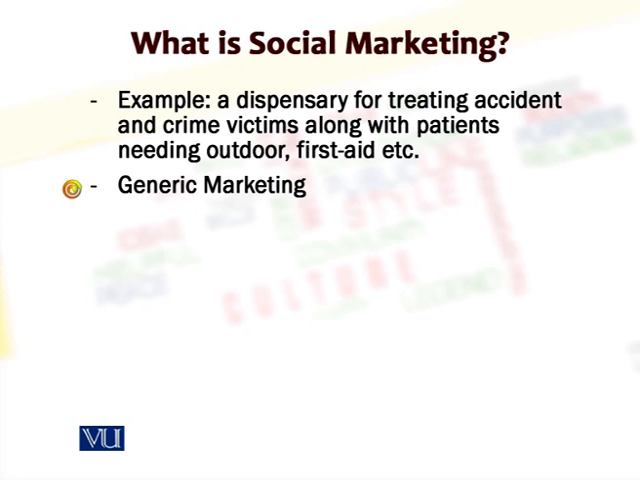And the promotion is the actual existence of the dispensary, of which the greatest manifestation can be by way of the ambulance, which plies on different roads of the city. So this is an example which falls within the domain of generic marketing. You're offering a service, a very noble service, with the help of the four P's of marketing.